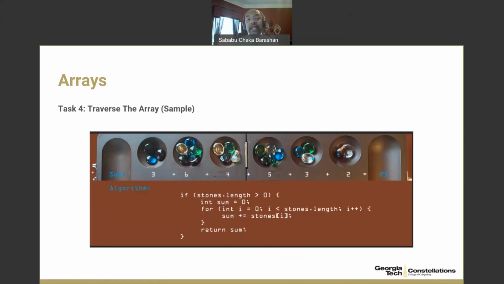That means going through each element in the array and doing something with it. We're going to do that through finding the sum. So 3 plus 6 plus 4 plus 5 plus 3 plus 2 gives me the value of 23.